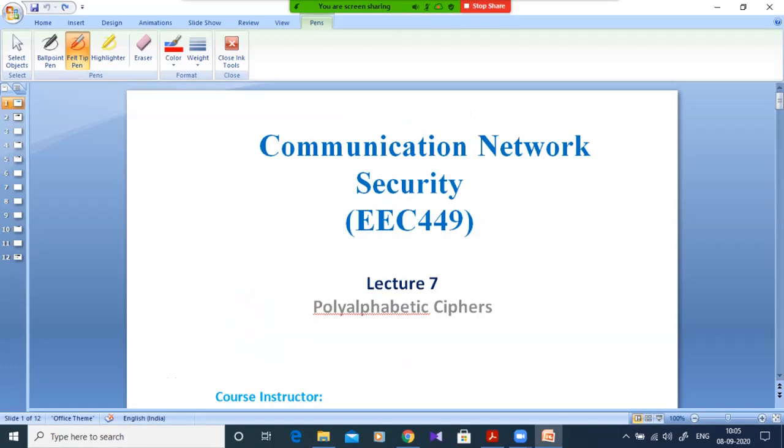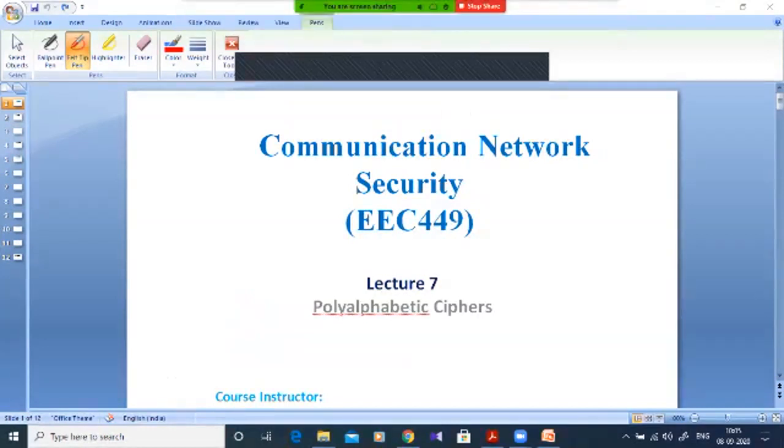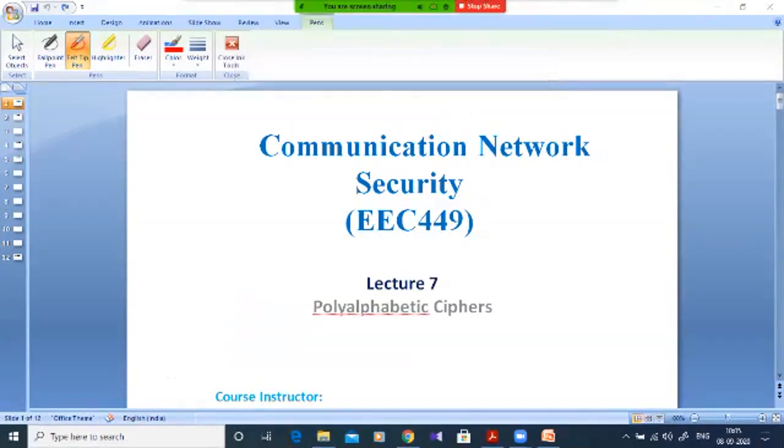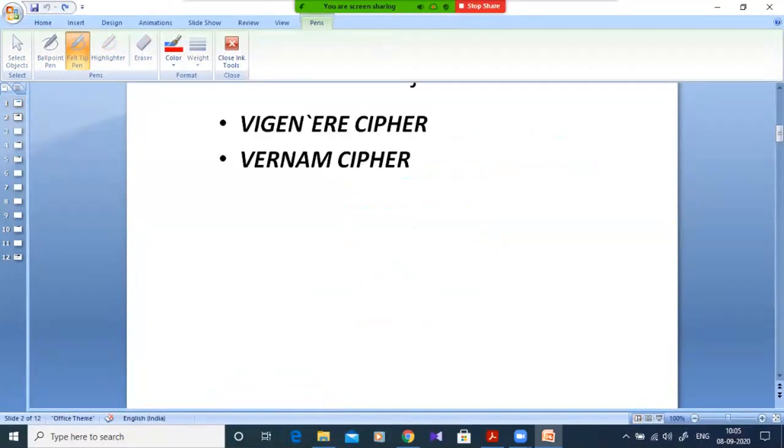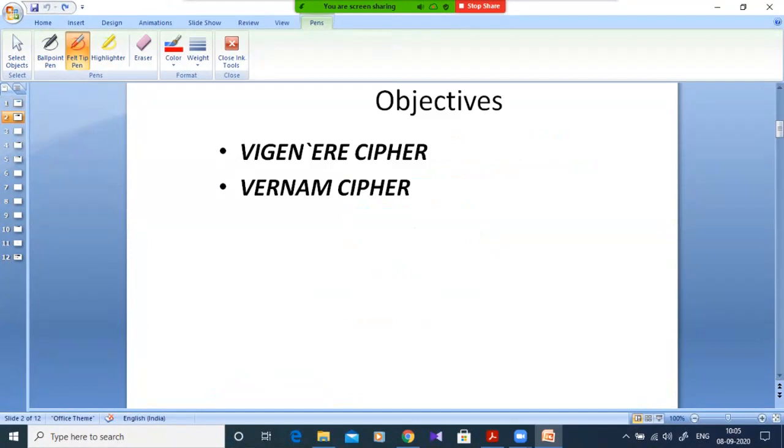Okay. So yesterday we have seen two transformation techniques and some examples on the Playfair cipher. So today we'll try to see two more ciphers, which will be called polyalphabetic ciphers. We'll try to do examples in this. First one is the Vigenère cipher, and the next one is the Vernam cipher.